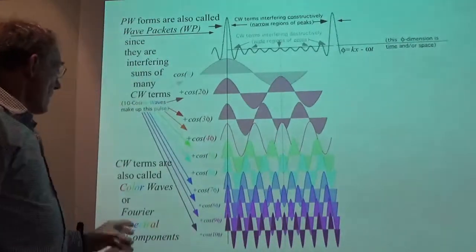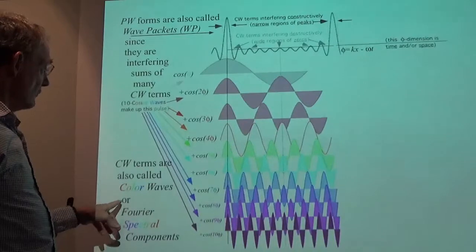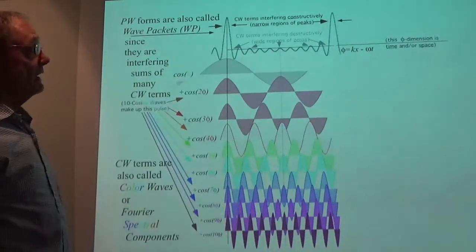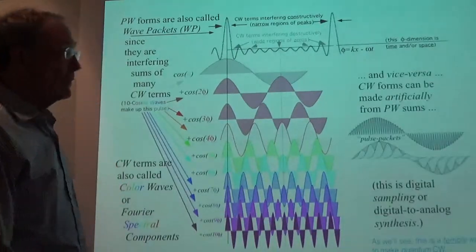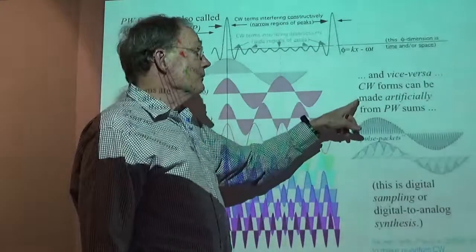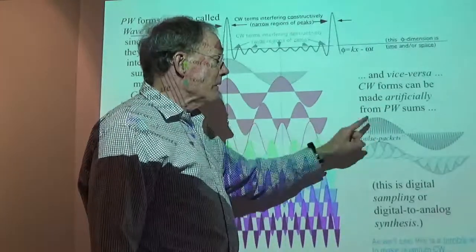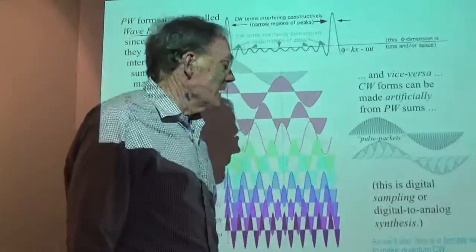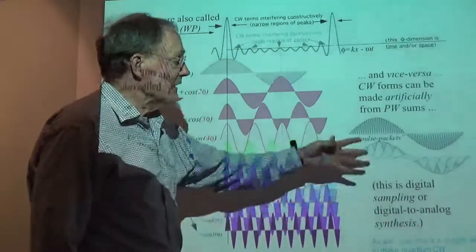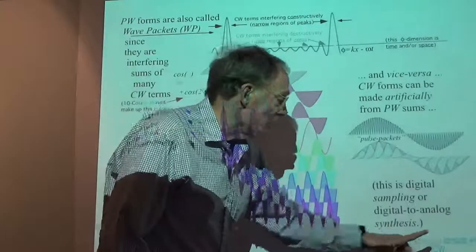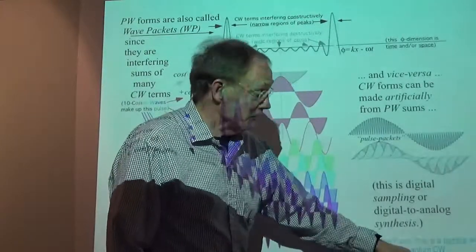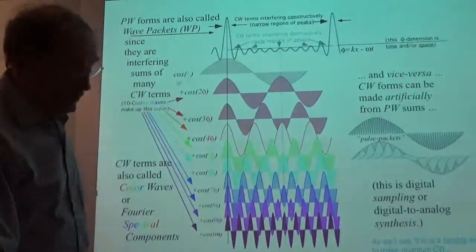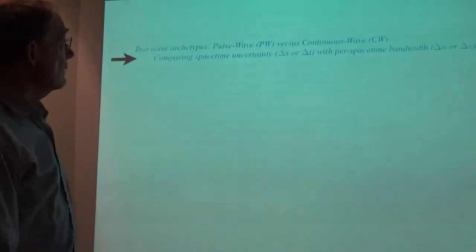So these CWs, these color waves, or Fourier spectral components, are being shown very graphically here. Now, you can go backwards on this. It's vice versa. CW forms could be made artificially with a bunch of pulse waves. This is kind of what they do in digital sampling and digital analog synthesis, pulse packets, okay? But as we'll see, this is a terrible way to make a quantum CW. It would not work. This works, that, very questionable.